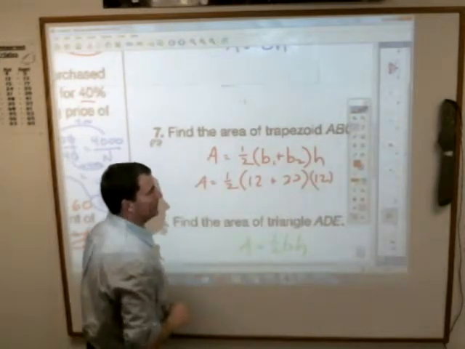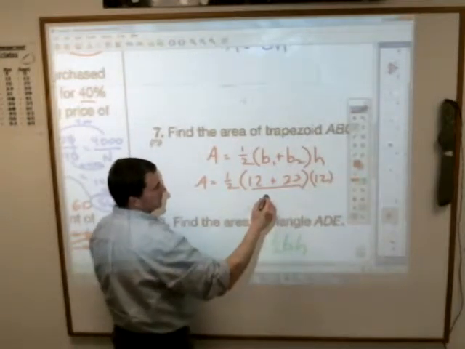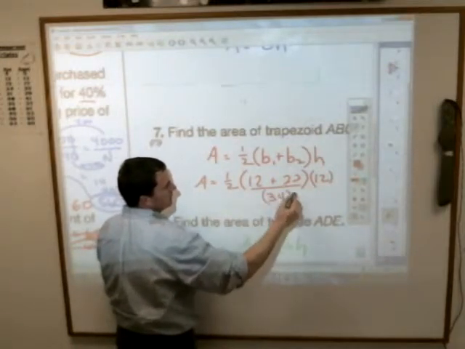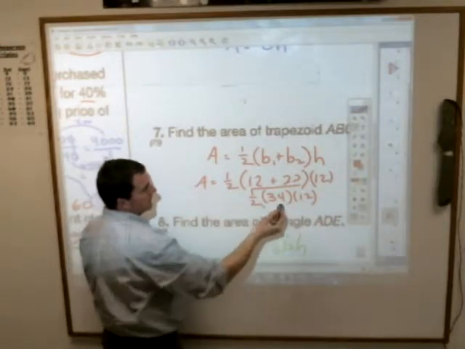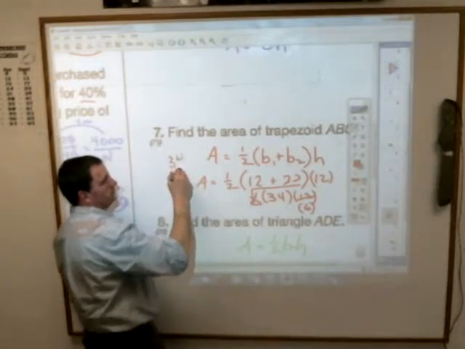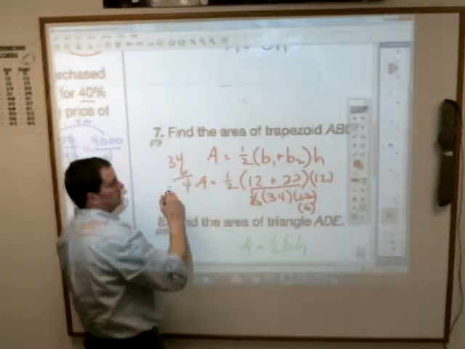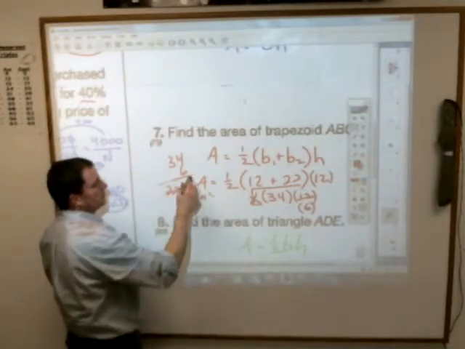So there's your formula. Doesn't matter which one you take half of first, but you do need to add these together first. 34 times 12 times 1/2. I would take half of 12 and get 6, and then 6 times 34 gives you the area of that, whatever it is, units squared, 204.